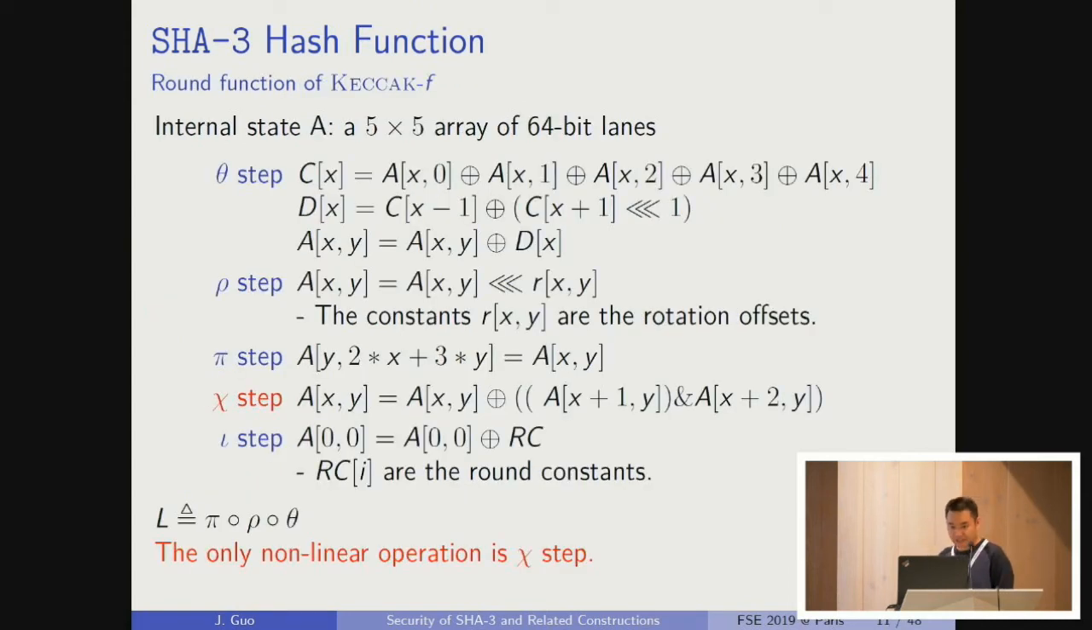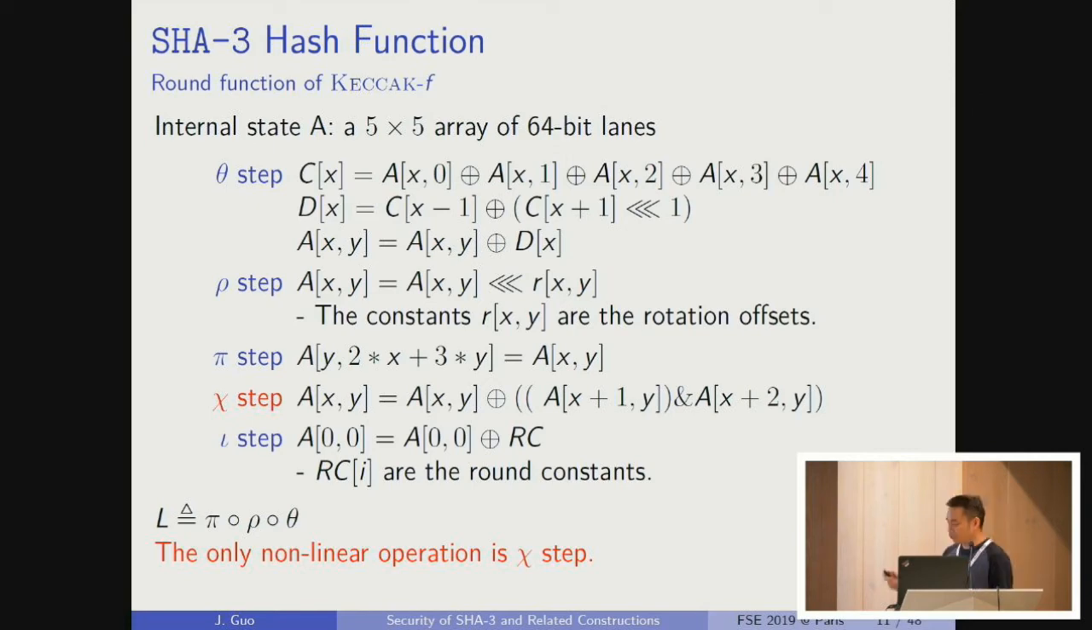So this is the round function. We have theta, rho, pi, chi, and iota. And we define the linear layer to be the composition of theta, rho, pi, because these 3 steps are all linear, and chi is the only nonlinear step. And we ignore iota.